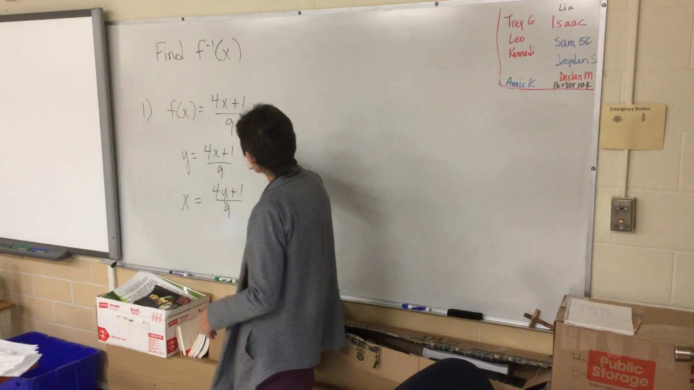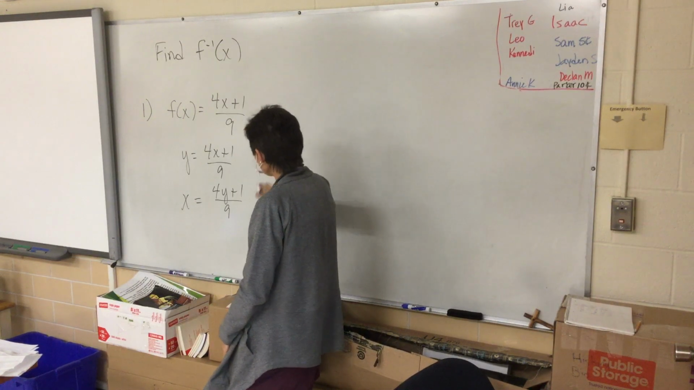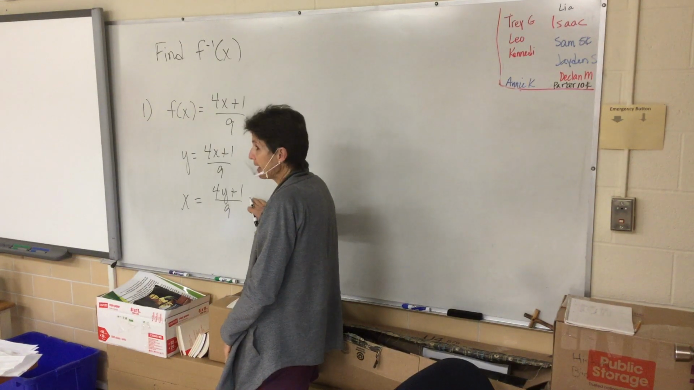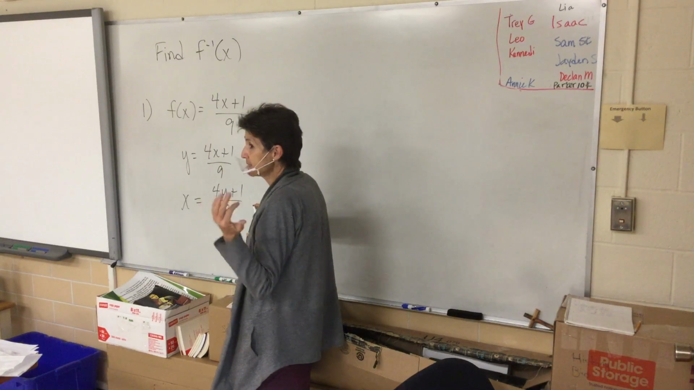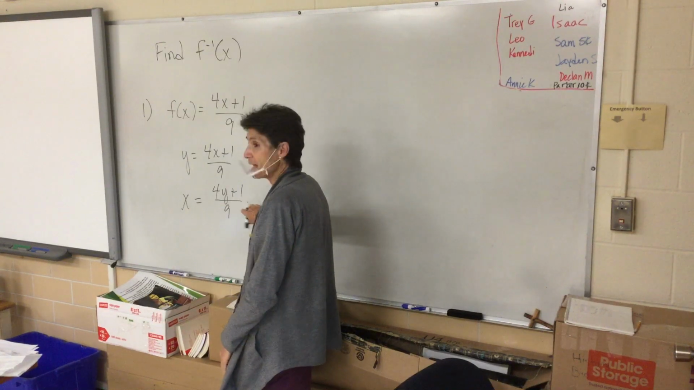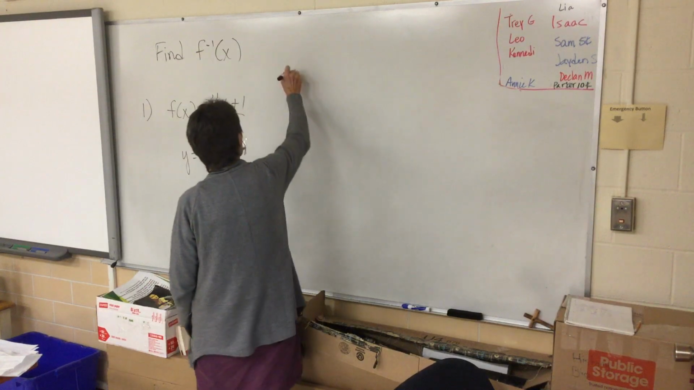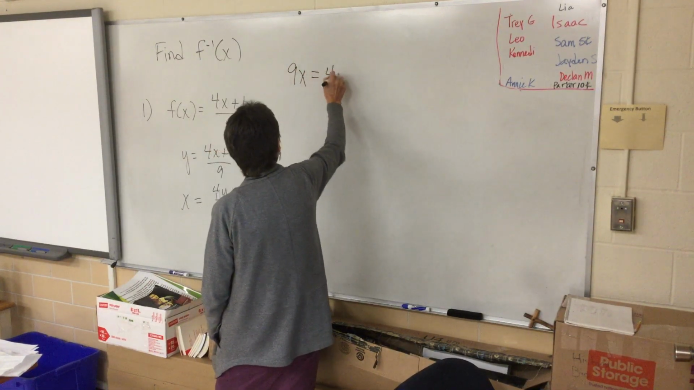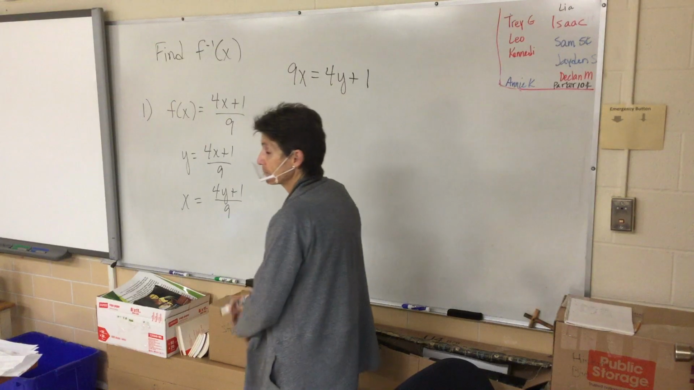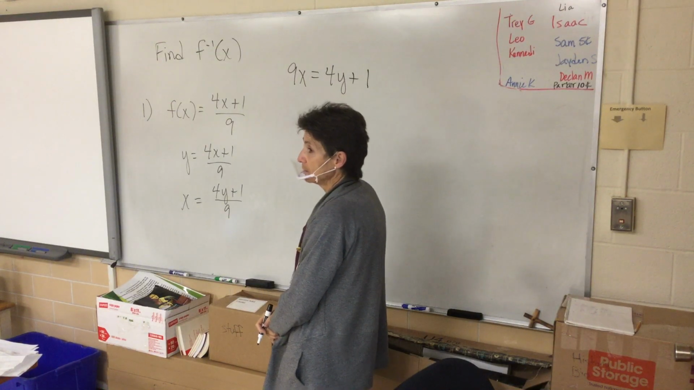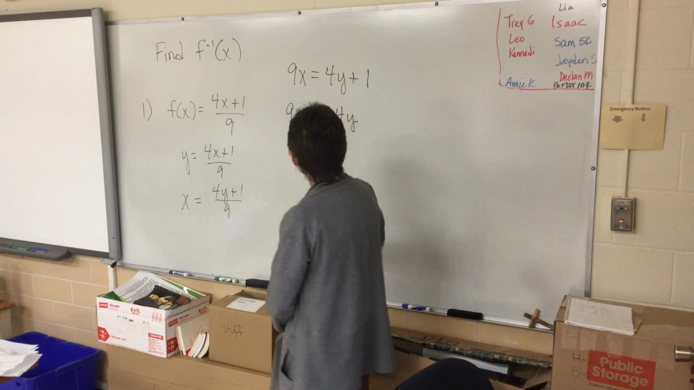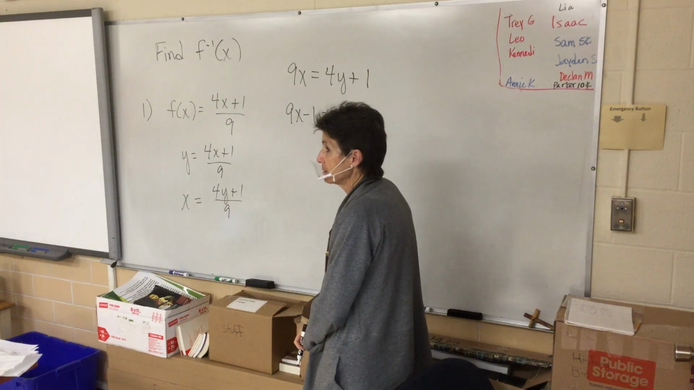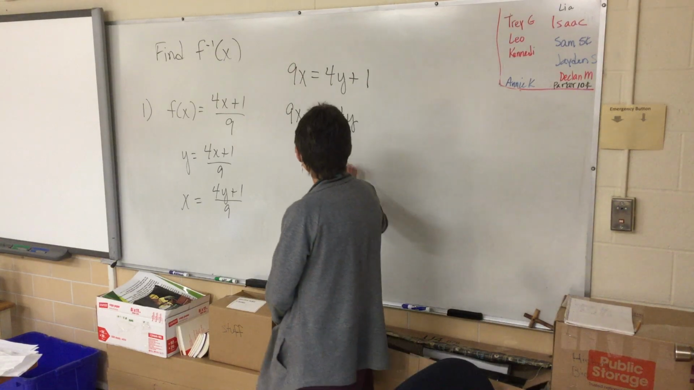Now, as Katie said, some of you can go straight from here to here. I don't care, but you've got to have this, right? And then, plain and simply, we have to get y by itself. Now, that's not going to be hard here, right? We're going to multiply by 9. Subtract 1. Divide by 4.